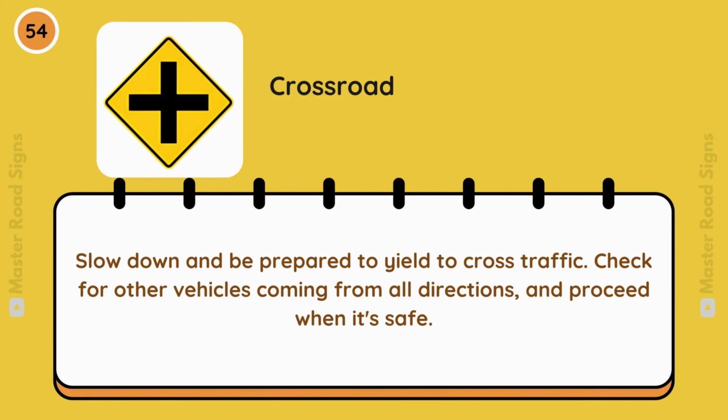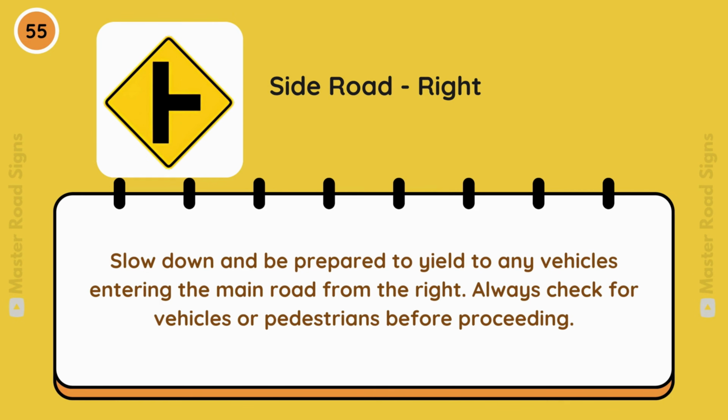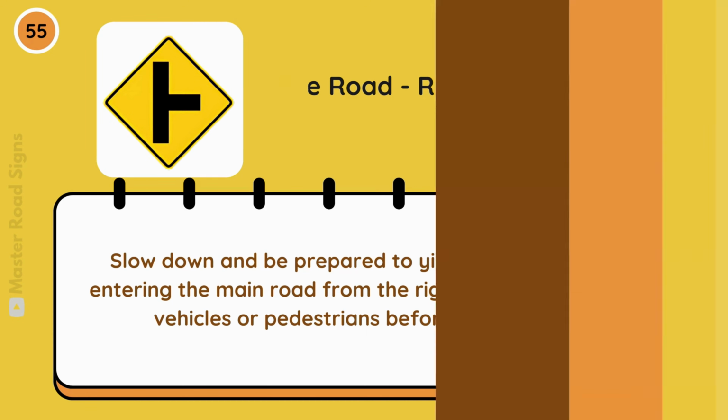Check for other vehicles coming from all directions and proceed when it's safe. Side road, right sign. Drivers should slow down and be prepared to yield to any vehicles entering the main road from the right. Always check for vehicles or pedestrians before proceeding.